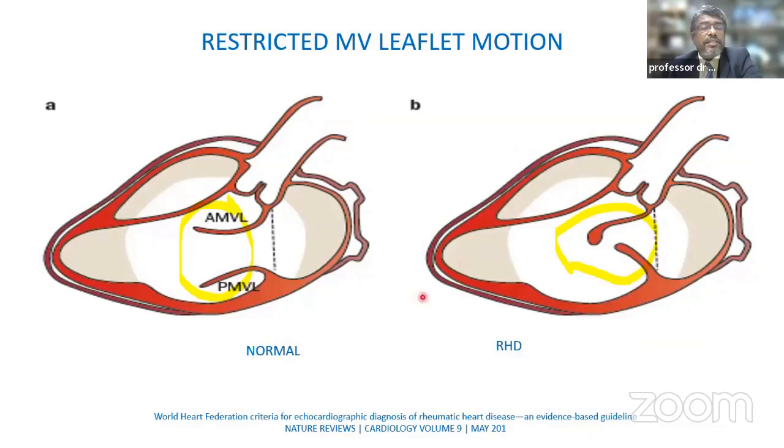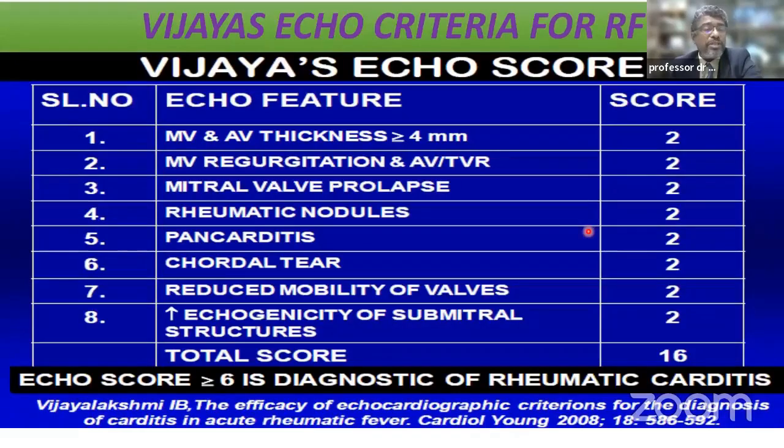And there is restricted movement of the leaflet. We see that this is the AML, the anterior mitral leaflet of the mitral valve. This is the AML, this is the PML, the posterior mitral leaflet. There may be restricted movement, so there may be a hockey-stick shaped appearance, or doming, as we usually call it. There is a Vasan echo score, the Vasan-Lokhi echo scoring.